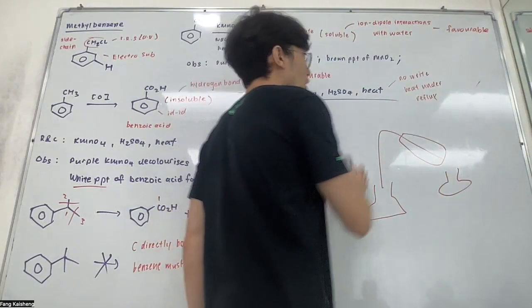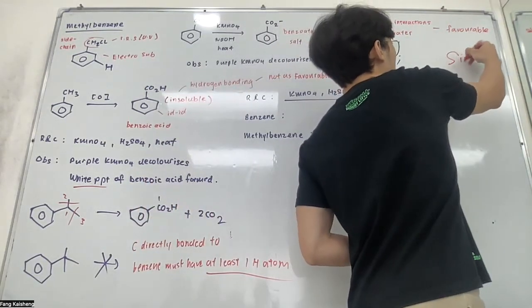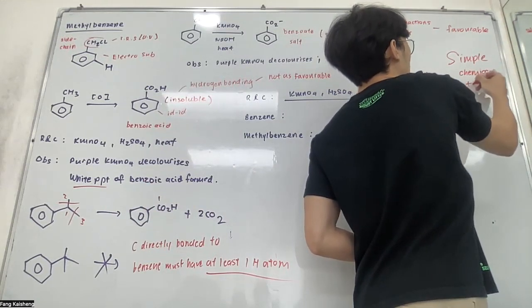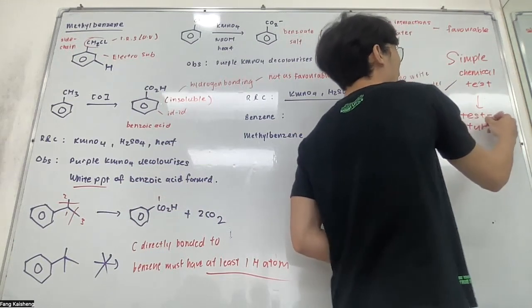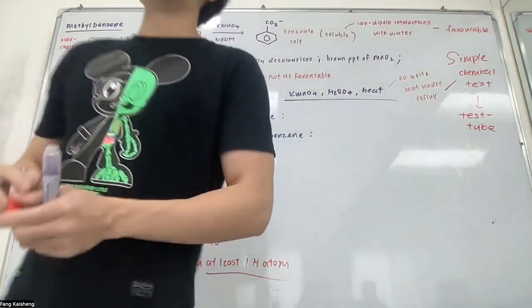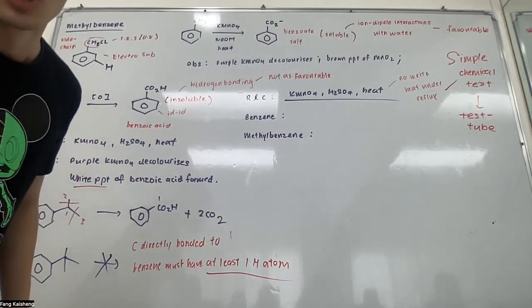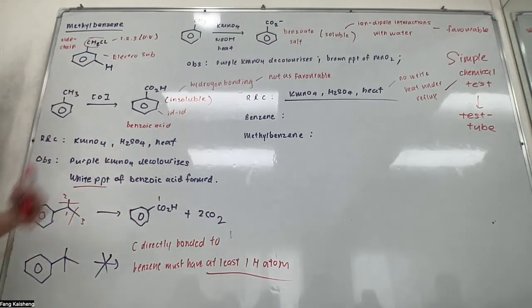But why can you not write heat under reflux for this kind of question? It's because the question says simple chemical test. When you conduct a simple chemical test, you conduct everything in the lab, but in a test tube to be specific. Your reactions here must be test tube only. So you can't use a reflux condenser. That's too big already. Test tube reactions only.